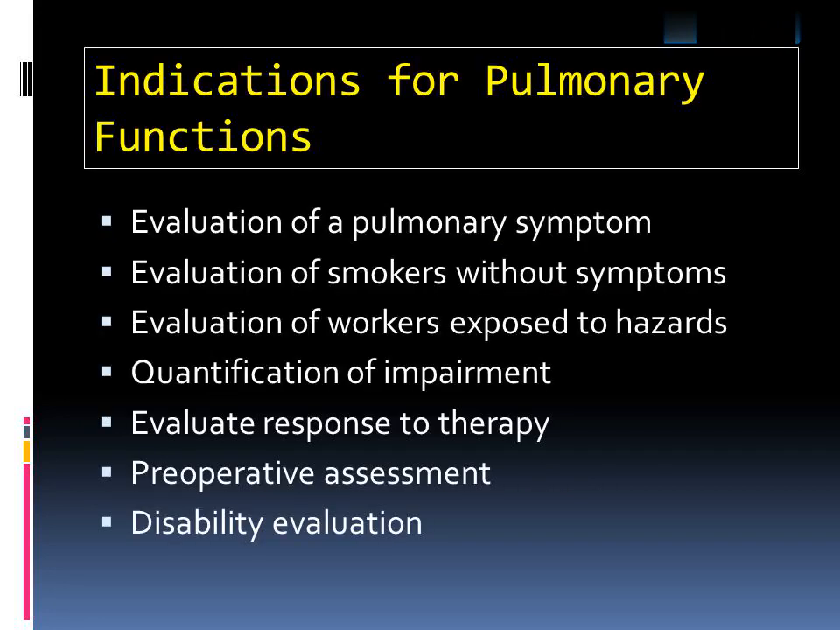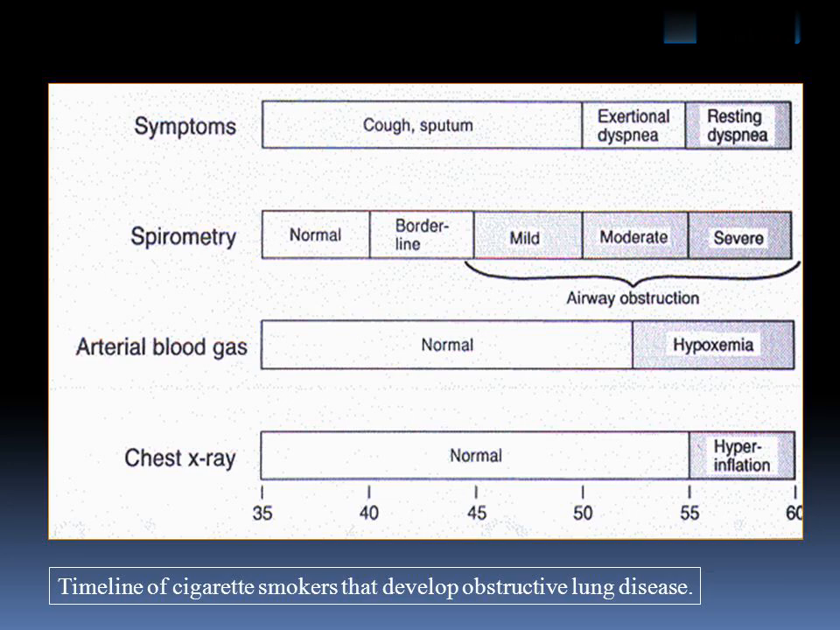Indications for pulmonary functions. Evaluation of a pulmonary symptom. Evaluation of smokers without symptoms. Evaluation of workers exposed to hazards. Quantification of impairment. Evaluate response to therapy. Preoperative assessment. Disability evaluation. Timeline of cigarette smokers that develop obstructive lung disease.